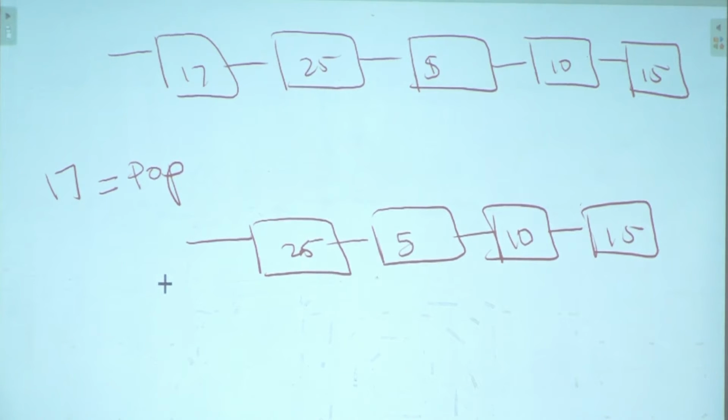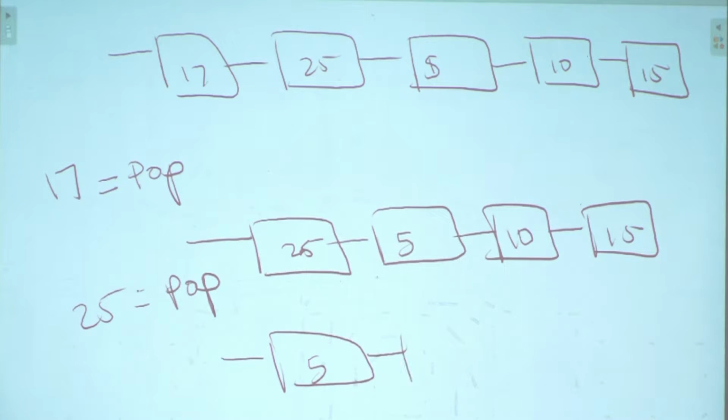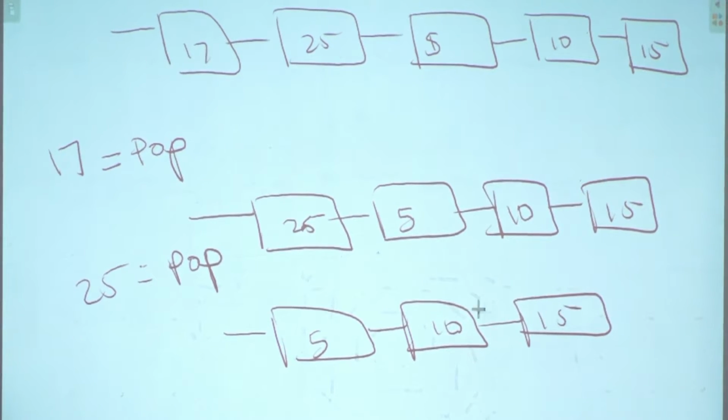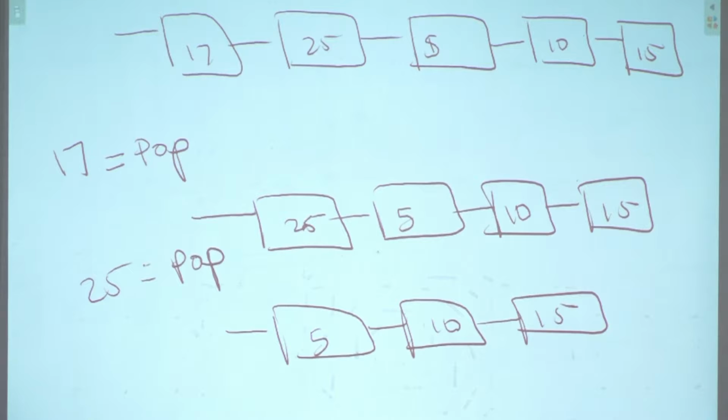If I say pop again, then I should get 25 as my answer. And my linked list should be 5, 10, and 15. Now, my push was very easy. I just had to add at the top. What do you think I have to do when I say pop?